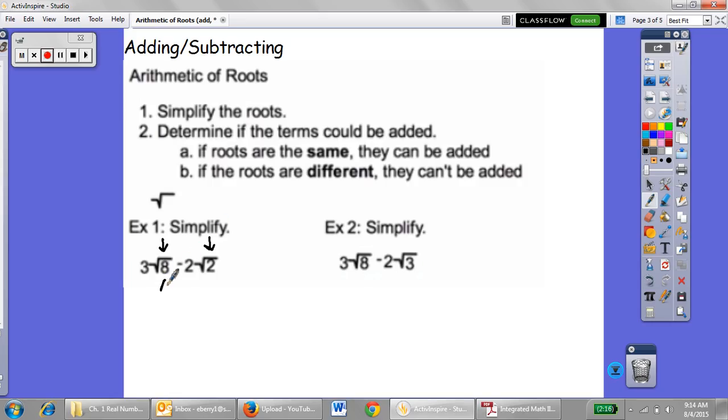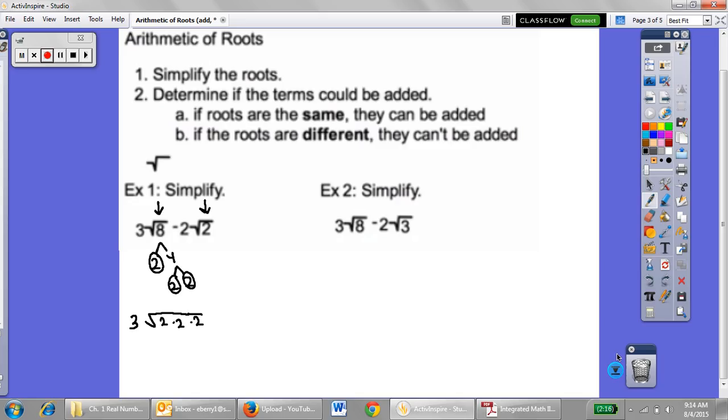Let's break down 8 into 2 times 4. And 4 breaks down to 2 times 2. So circle the ends of it here. And now this 3 stays on the outside. And 8 breaks down to 2 times 2 times 2. And I still have this 2 square root over here. And 2 cannot break down any further, so I'm just rewriting it there.